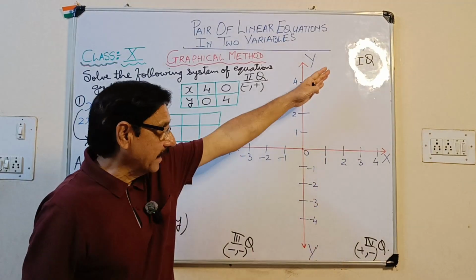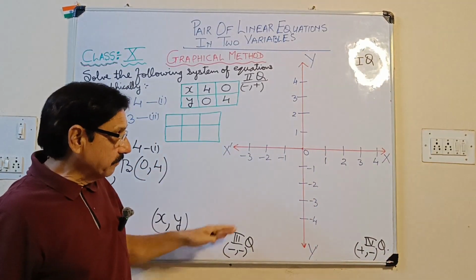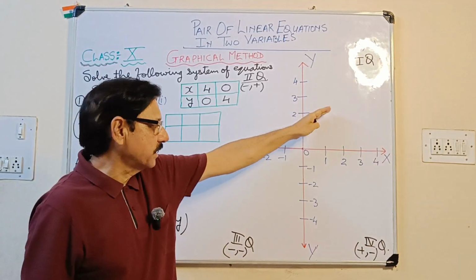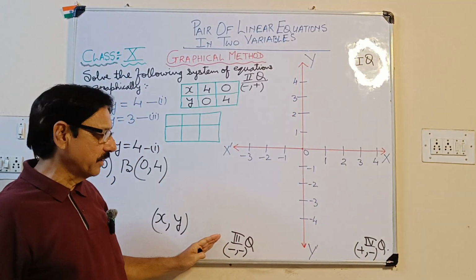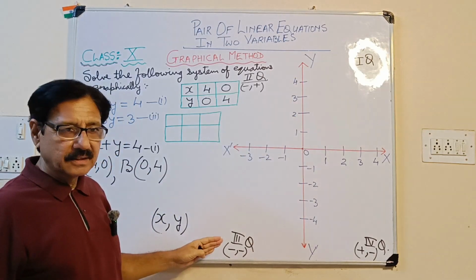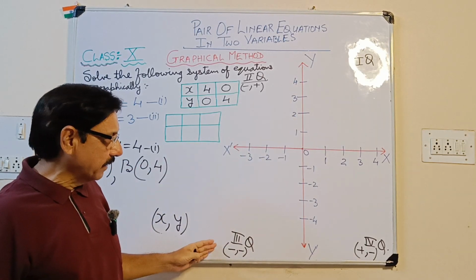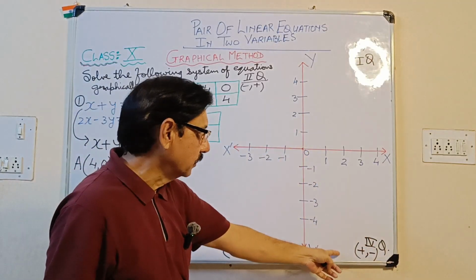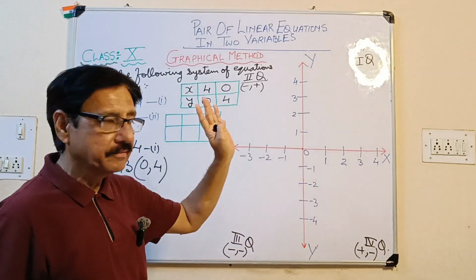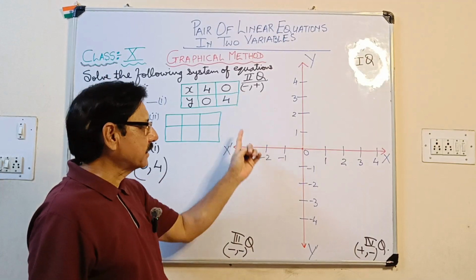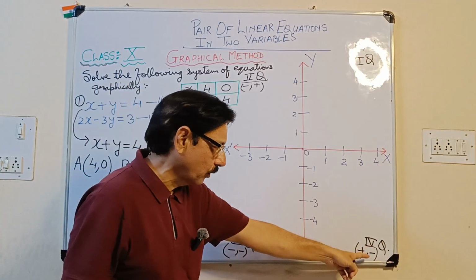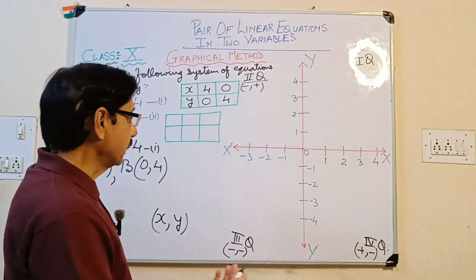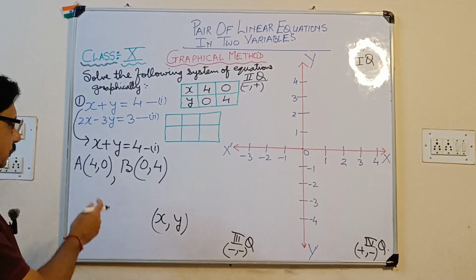So diagonally, negative-negative, positive-positive: in odd quadrants, the first and third, you get positive-positive and negative-negative. And in even quadrants, second and fourth, one is negative and one is positive. In the second quadrant, always x is negative, y is positive. In the fourth quadrant, x is positive and y is negative. So very easily you can plot the points. So already we have marked.